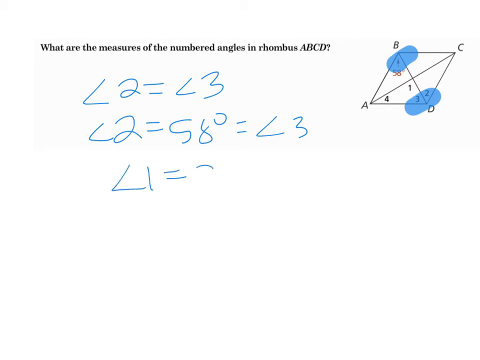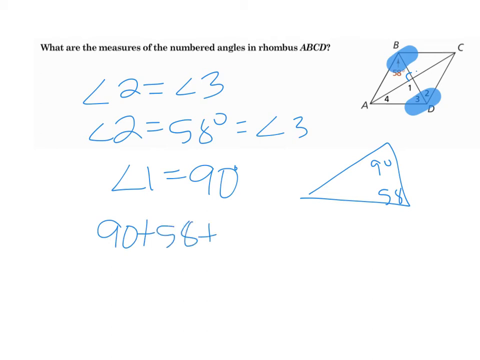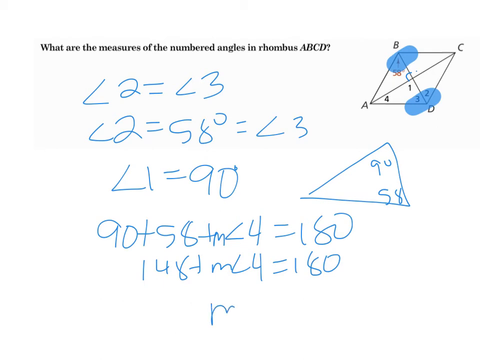In order to find angle 4, we would need to know what angle 1 is. We know that angle 1 is going to be a 90-degree angle because the diagonals are perpendicular. So we know that that's a right angle right there. And then we can use the angle sum theorem. We know this is 90. We know this is 58. Using the angle sum theorem, 90 plus 58 plus the measure of angle 4 is equal to 180. 90 plus 58 is 148, plus the measure of angle 4, and the measure of angle 4 is equal to 32.